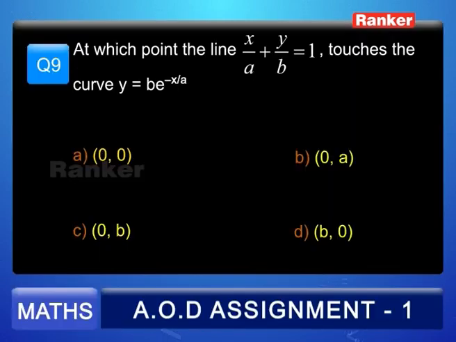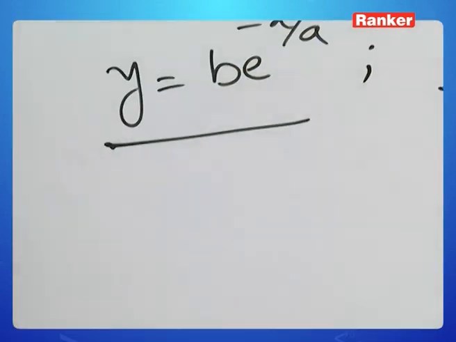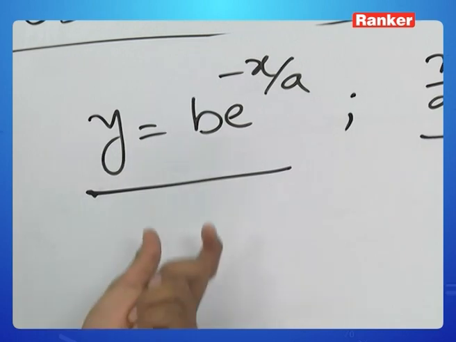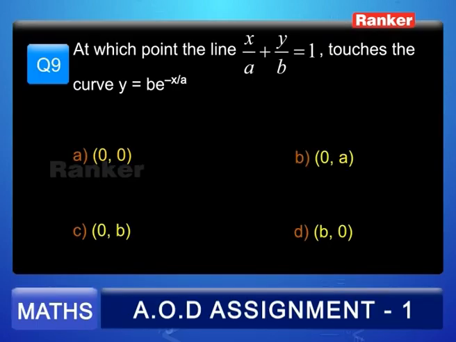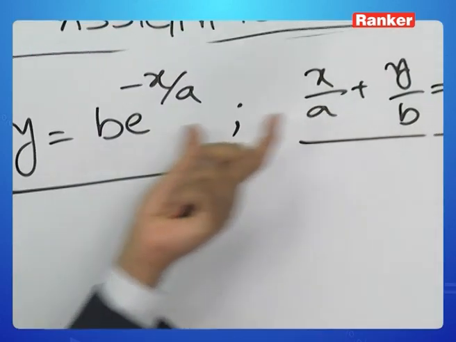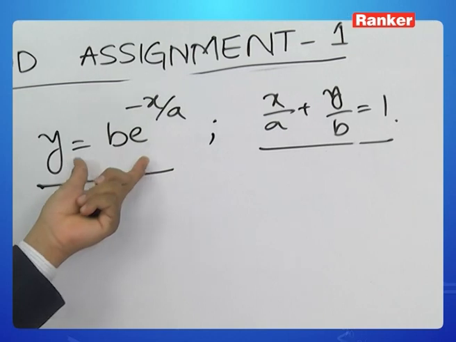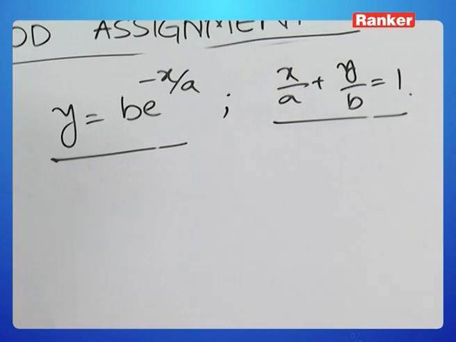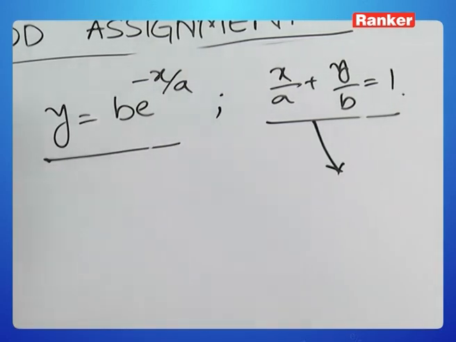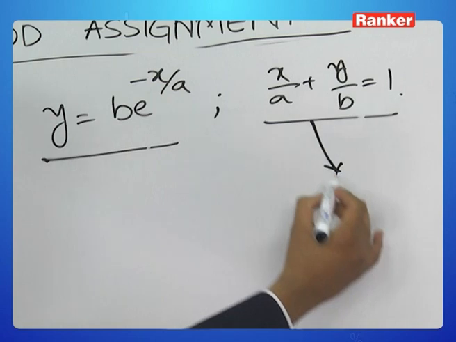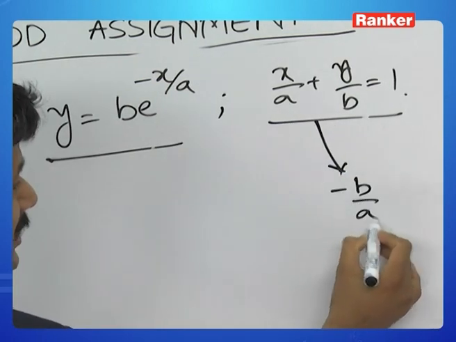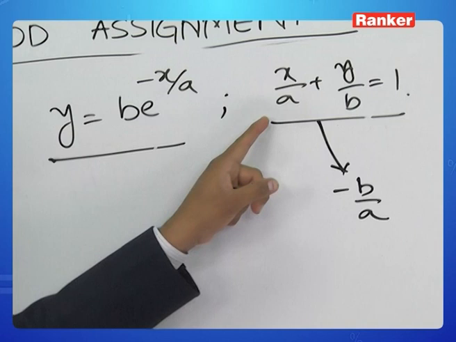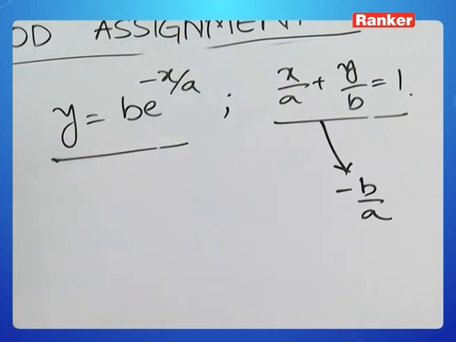But for the sake of understanding this question, let us see how to find the coordinates of a point given such a question. Forget the options. From x by a plus y by b equal to 1, if we know that it is a tangent to a curve, then how do we find the coordinates of the point at which this is the tangent? We know from this equation, the slope of the tangent line is minus b by a.